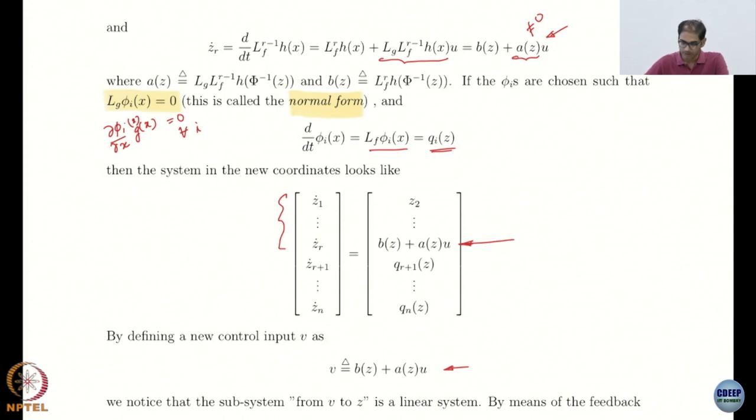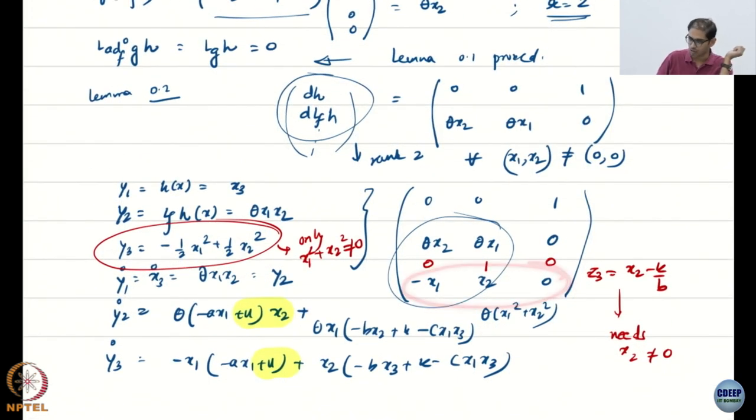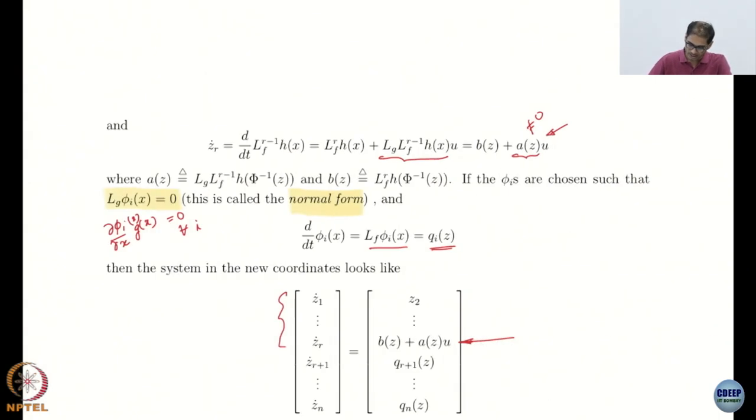Now for the rest of the dynamics, until now the way we were choosing phi was just to ensure that you got a diffeomorphism, that is you got a full rank Jacobian, which is what we did here, right? We just gave a row which made sure that this is a full rank Jacobian, and from that I went back and constructed the additional phi states, right? But here we are saying, suppose I have another assumption on phi, that in the phi dynamics, the control doesn't show up, okay? So that's the assumption. So that is what is the normal form.